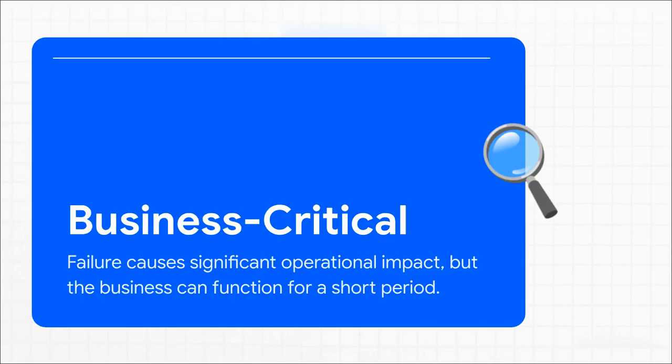Okay, the next tier down is business critical. Now, these are still incredibly important, but there's a little bit of a buffer. A failure here is going to cause major operational headaches. Imagine your CRM system going down, but the entire business won't grind to a screeching halt instantly. You've got a window, even if it's a short one, to get things back online.